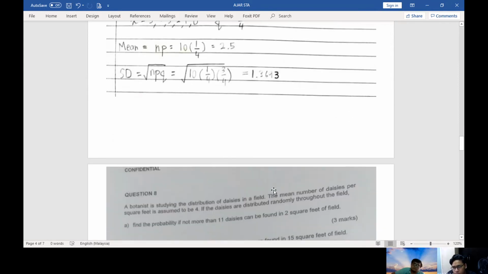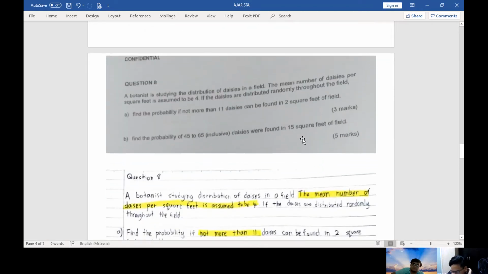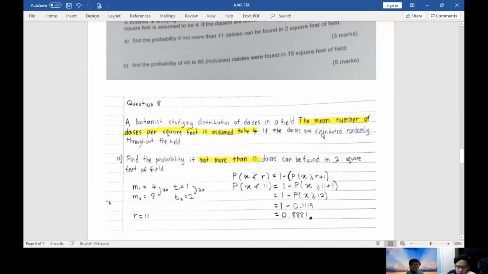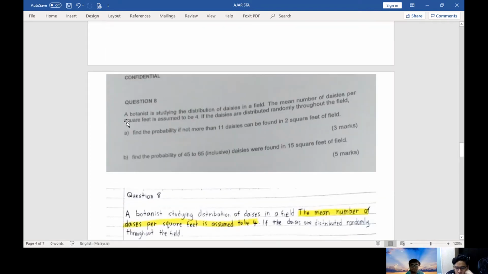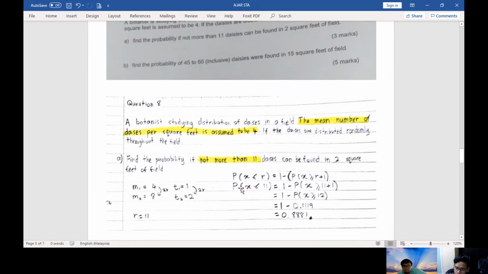All right. So let's move on with question 8. This is my last question. Question 8. A botanist is studying the distribution of daisies in a field. The mean number of daisies per square feet is assumed to be 4. If the daisies are distributed randomly throughout the field, A. Find the probability if not more than 11 daisies can be found in 2 square feet of field.